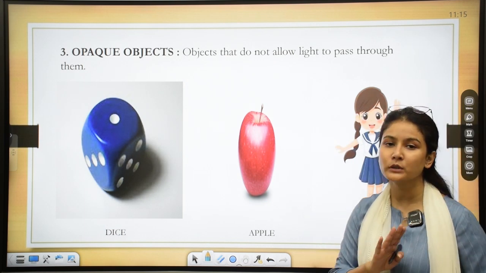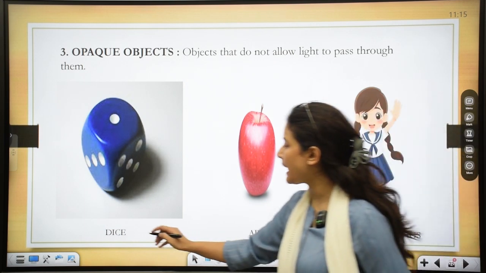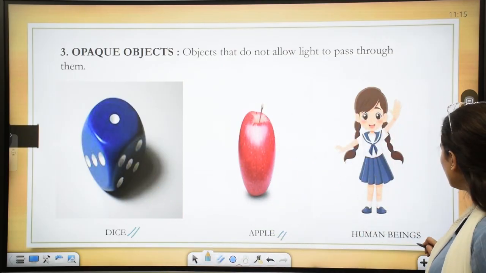Opaque objects, objects that do not allow light to pass through them. Light does not pass through them at all. They block the light in their way. For example, dice, we all know. We all play with this dice, apple, and also human beings.